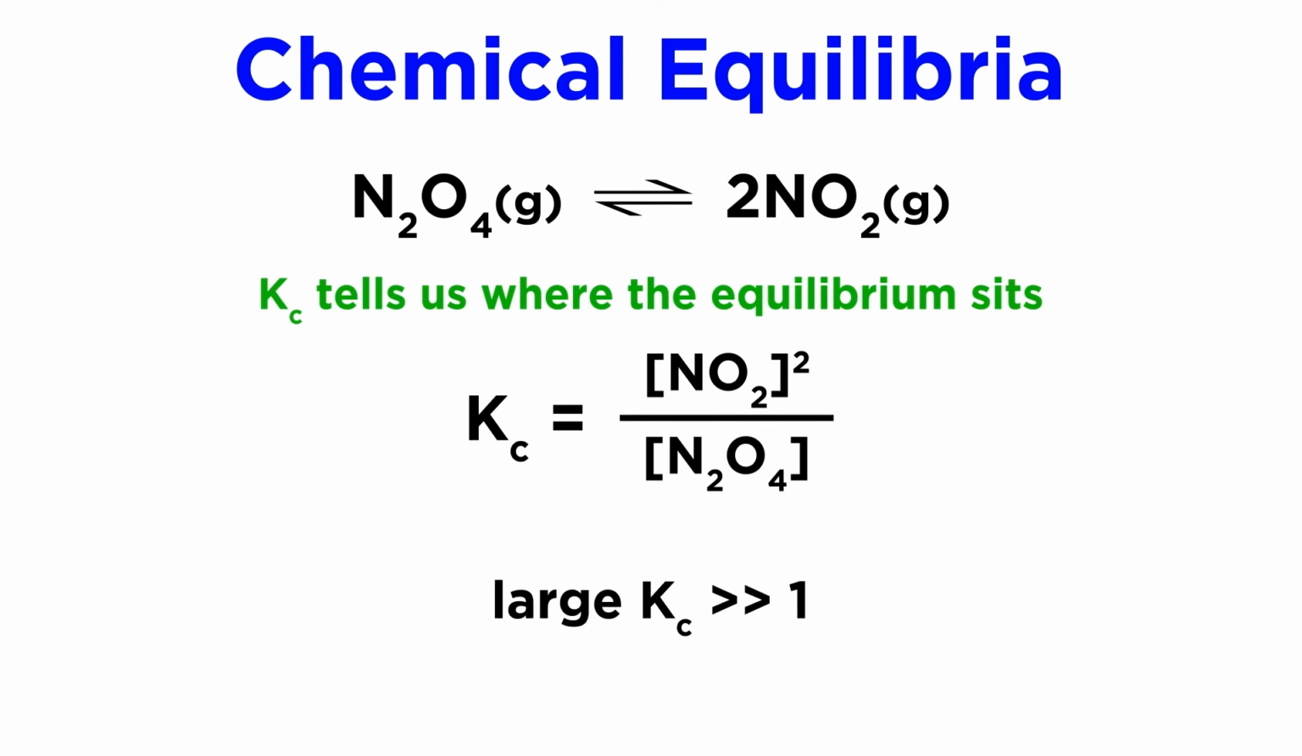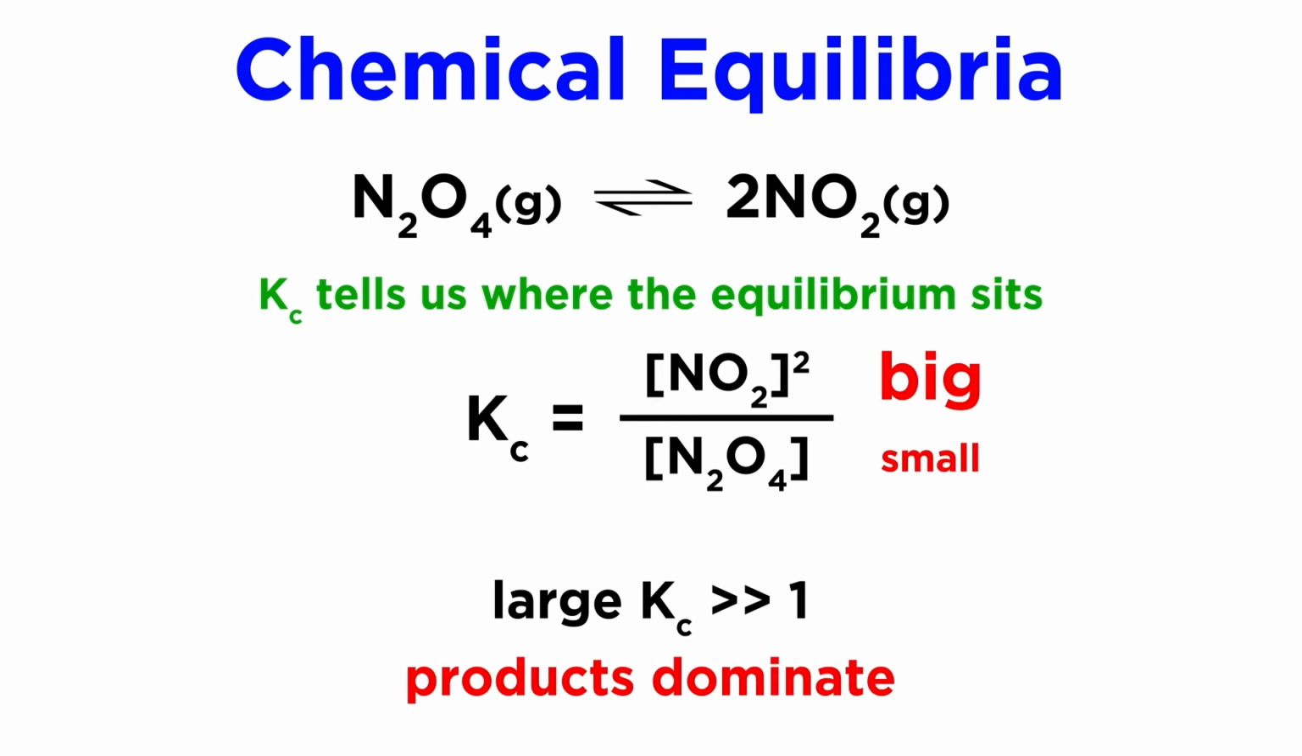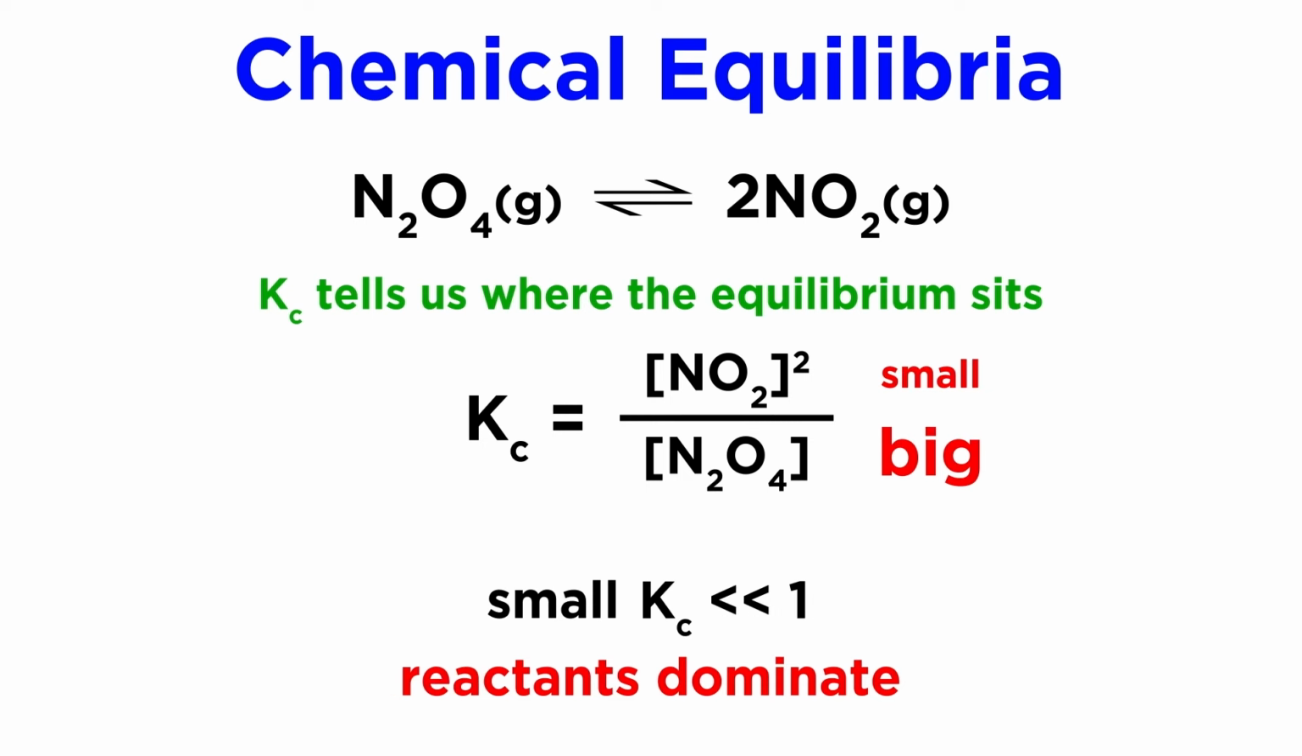The magnitude of K will tell us the yield of a reaction once it reaches equilibrium. If K is very large, much greater than 1, it means this fraction is very large in the numerator, so products dominate the reaction mixture. If K is very small, much smaller than 1, it means this fraction is very large in the denominator, so reactants must dominate the reaction mixture.